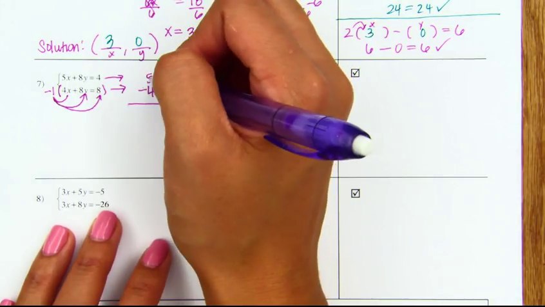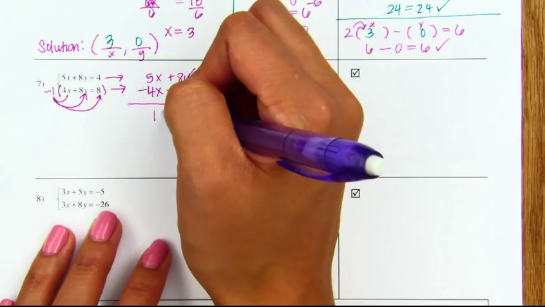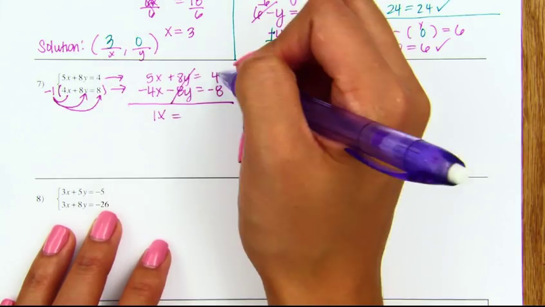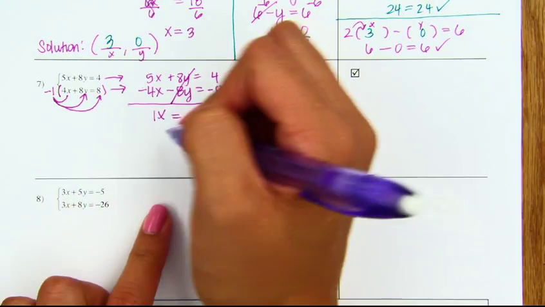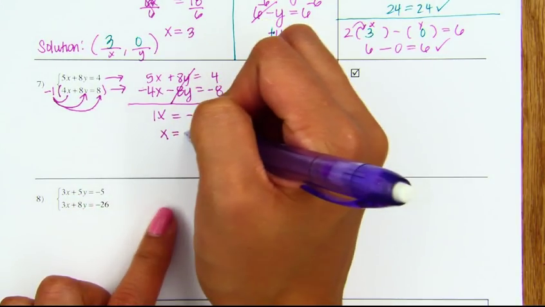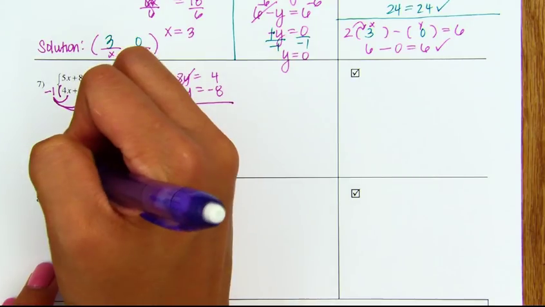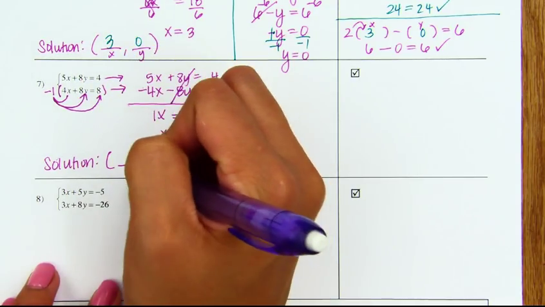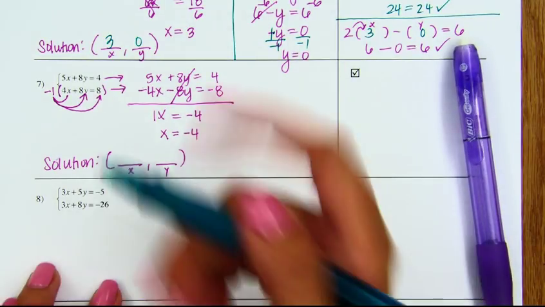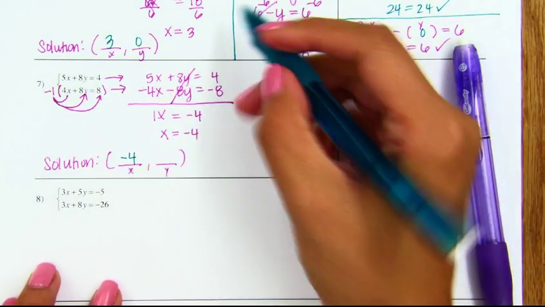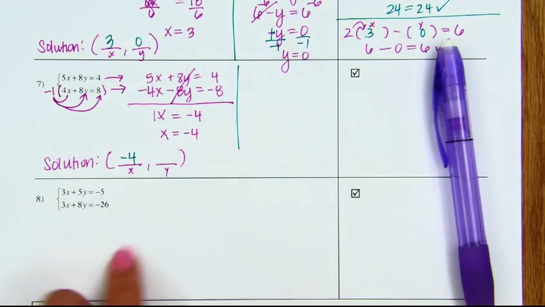So now 5x minus 4x is 1x equals 4 minus 8 is -4. Now 1x is the same thing as just an x, so x equals -4. I got part of my answer. Let's write it out. X comma y. X is a -4, so writing that in first. So now it's a matter of figuring out what y is.